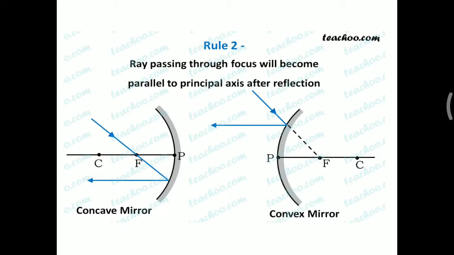The second rule: a ray passing through the focus will become parallel to the principal axis after reflection. Look at the concave mirror diagram. The incident ray is passing through the focus. After striking the mirror, it reflects back. That reflected ray is parallel to the principal axis. The same thing also happens for a convex mirror. The ray passing through the focus, you know that it is behind the mirror, so we draw dotted lines. After reflection, it is parallel to the principal axis.